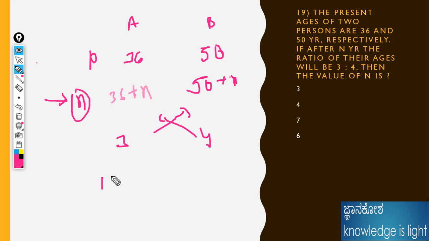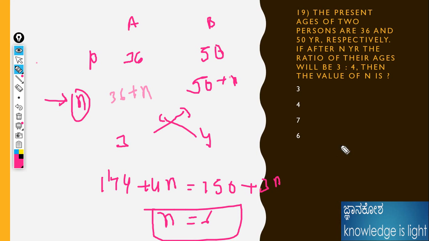4 times 36 is 144, 4 times n is 4n, so 144 plus 4n is equal to 150 plus 3n. Therefore 4n minus 3n is n, and 150 minus 144 is 6. Therefore n is 6 here, taken for the ratio 3 to 4. Here the answer is 6.